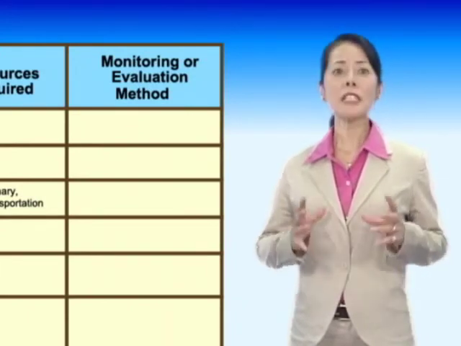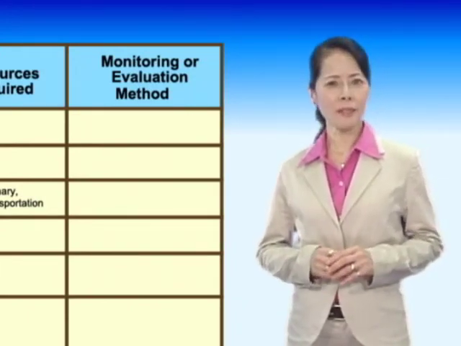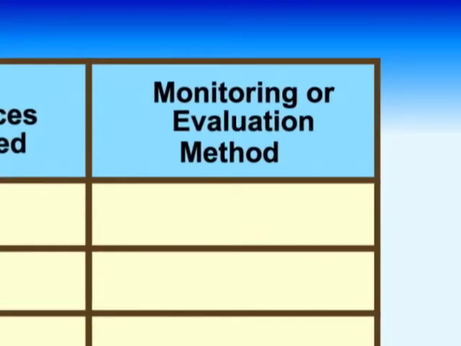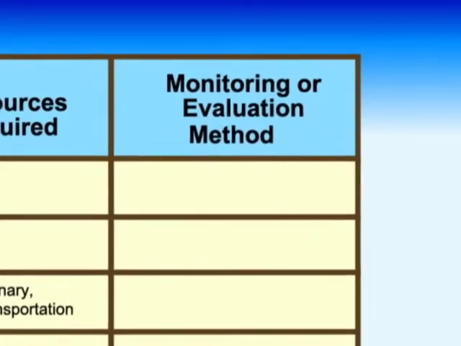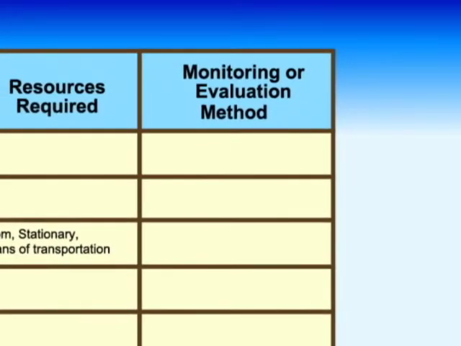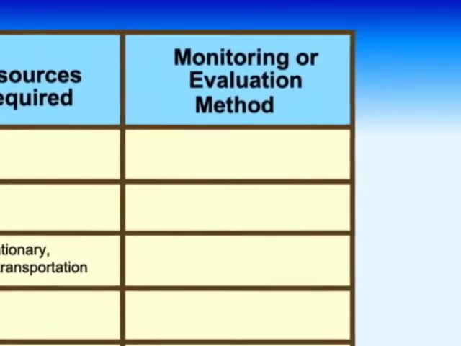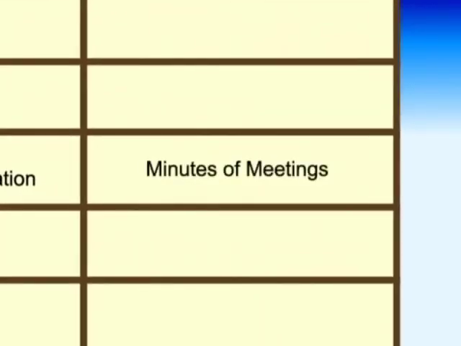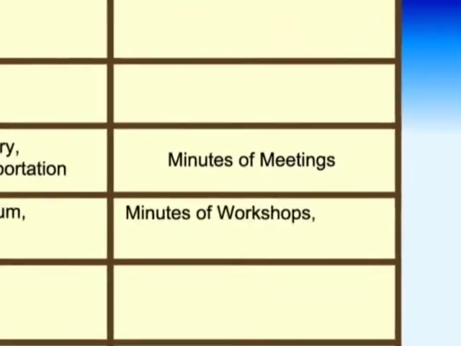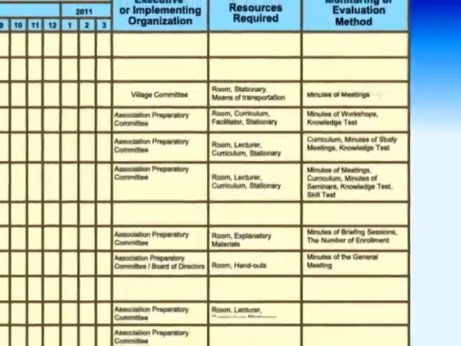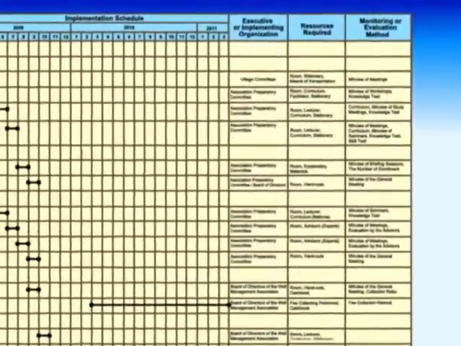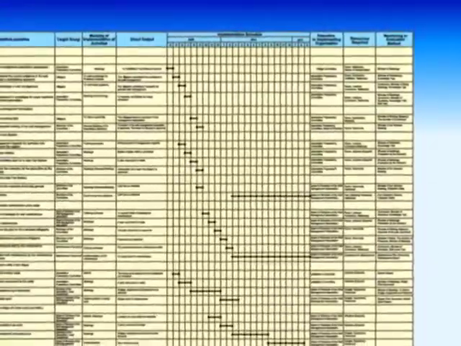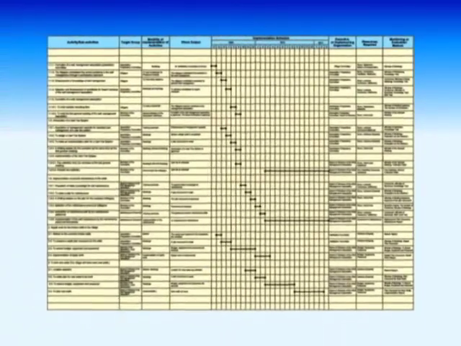The last item is the monitoring or evaluation method. Here, we describe how to monitor or evaluate outputs of the activity and names of documents to record them. As we have meetings as the modality of implementation of activities, we can write minutes of meetings. In this way, these items are filled in for all sub-activities. When all items have been filled in, an action plan summary table is completed.